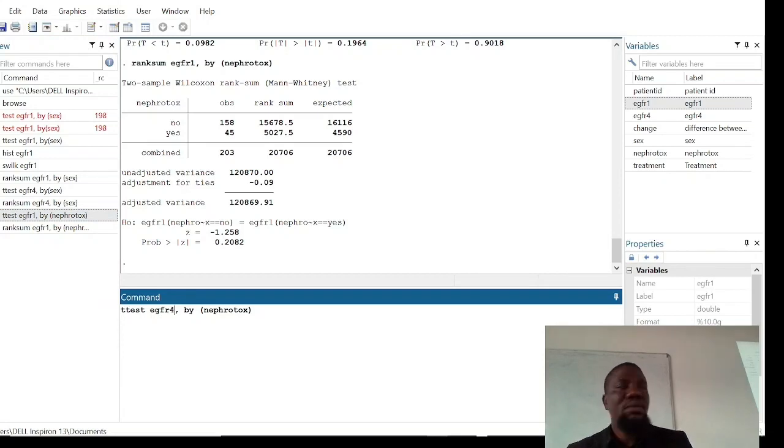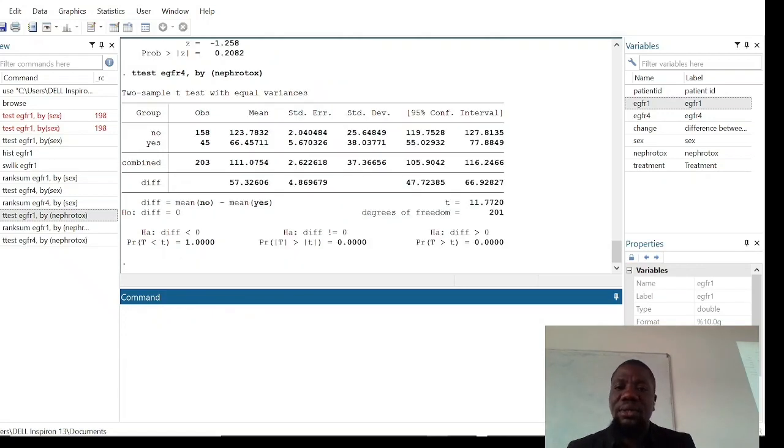T-test after treatment. Was there a significant difference in the estimated glomerular filtration rate after these patients were treated with tenofovir disoproxil fumarate? P-value is less than 0.05. So this just tells you that there was a statistically significant difference in the EGFR.